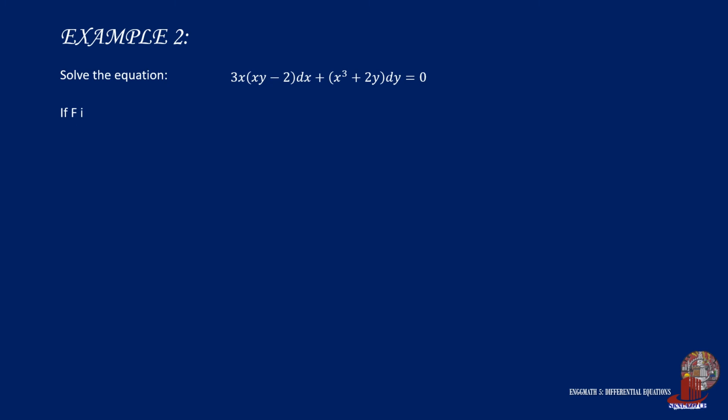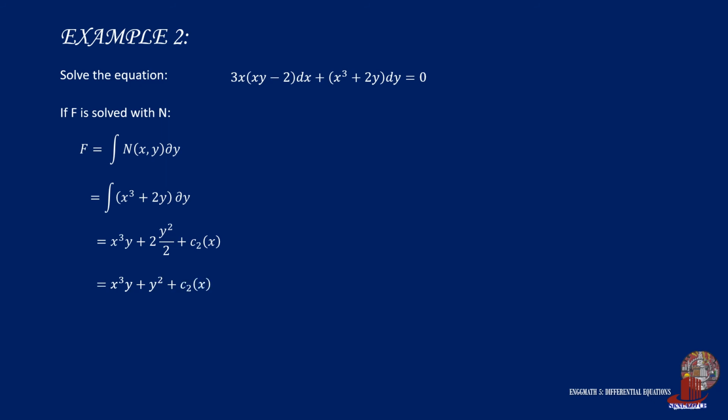Now let's look for the general solution using n. f is the integral of n dy, and we get x cubed y plus y squared plus the constant in terms of x. Next step is to determine the constant, and that is by deriving f with respect to x and equate it with m.